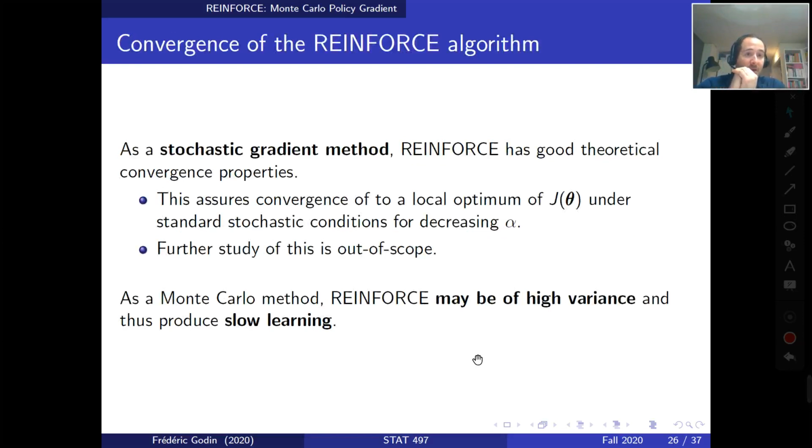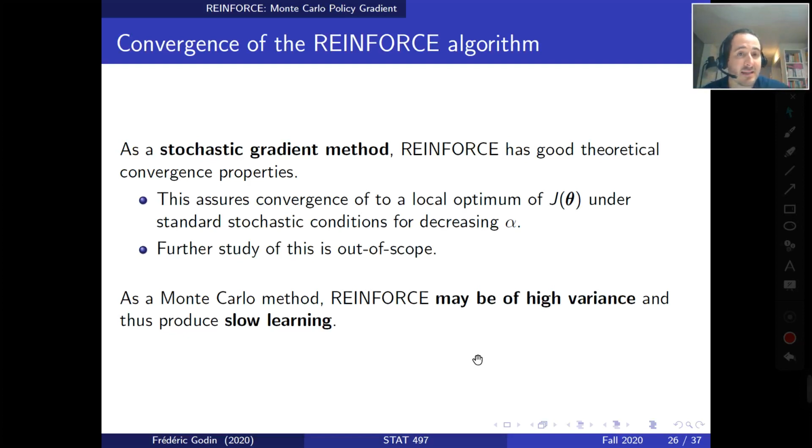REINFORCE, as we saw earlier, is a stochastic gradient method. And we discussed earlier in this course, although we didn't go through formal proofs, that stochastic gradient descents or ascents have good theoretical properties, and you can often have assurance of convergence to a local optimum under standard conditions on the learning rate. So if you suitably shrink the magnitude of the learning rate through time to meet conditions outlined in chapter 2, for instance, then you can guarantee convergence to a local optimum. Okay, but again, all these convergence proofs are out of scope of the current course.